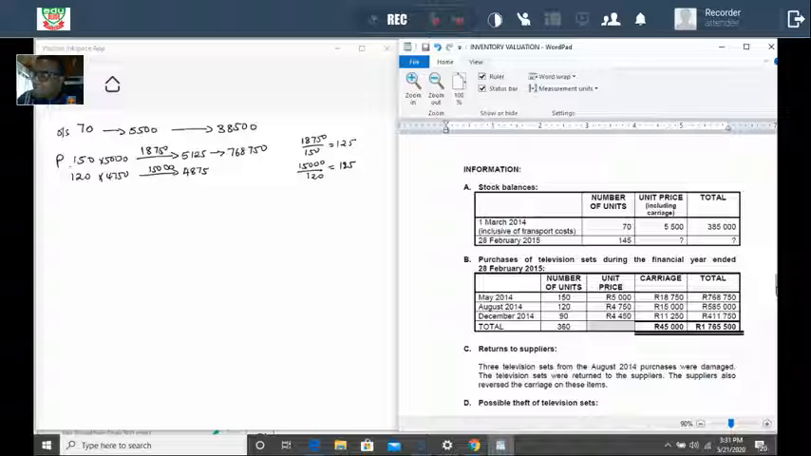Then I purchase another 90 units in December for 4,450. My carriage there was 11,250. I do a similar calculation, divided by 90. So this now is going to increase my unit cost to 4,575.